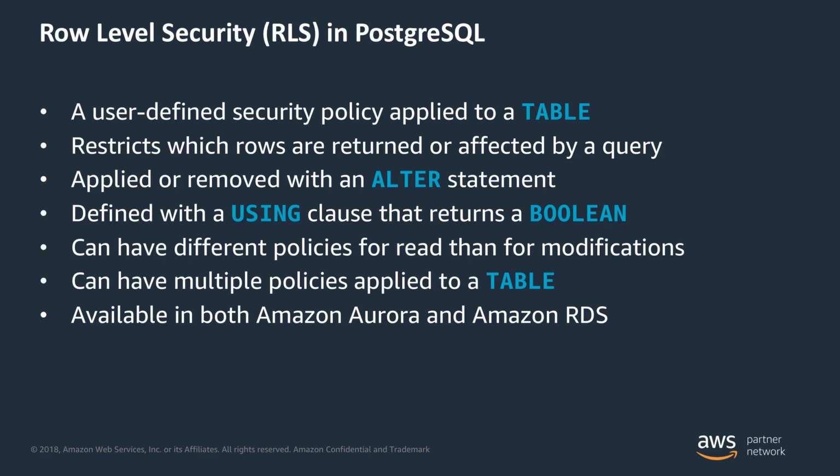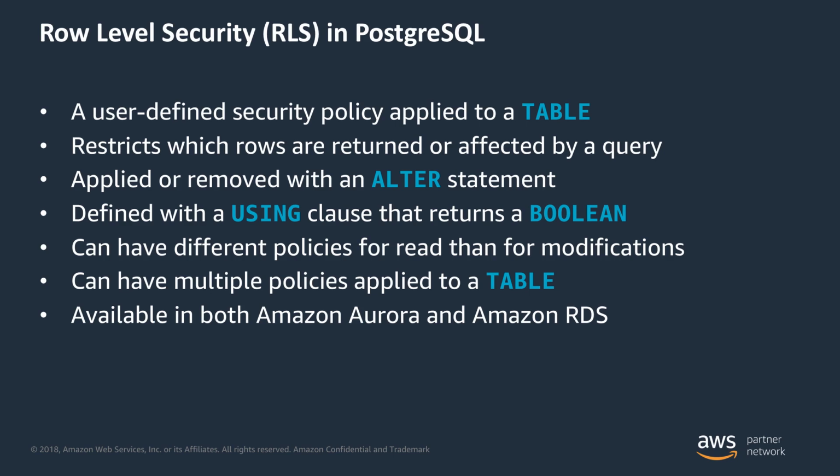Row-level security, or RLS, is a user-defined security policy. Those policies are applied to a table, and they restrict which rows are returned or which rows are affected by a given query. You add or remove policies from a table with an alter statement, and you define the rules that the policy enforces with a using clause. All the using clause does is return a Boolean, and if the Boolean returns true, then the query has access to that row. If the Boolean returns false, then it is as if that row does not exist.